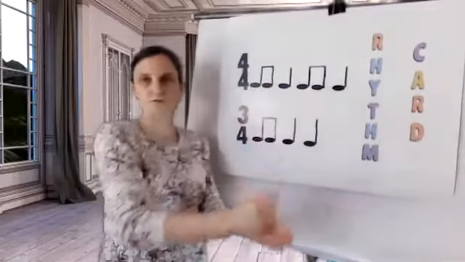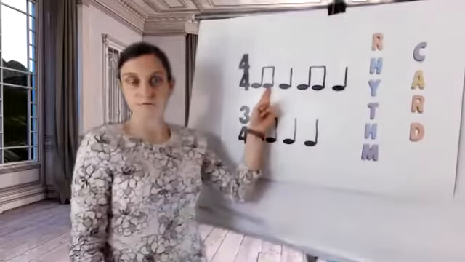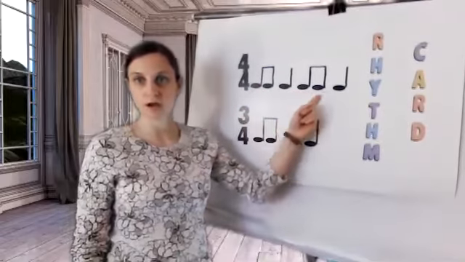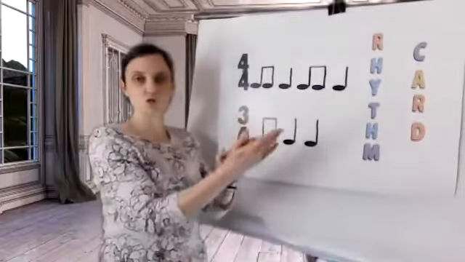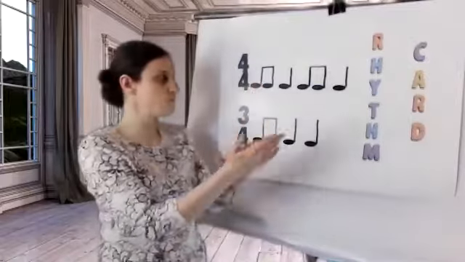The way you would count this is "1 and" for the group of the pair of eighth notes rather. So 1 and 2, 3 and 4. 1 and 2, 3 and 4. 1 and 2, 3 and 4.